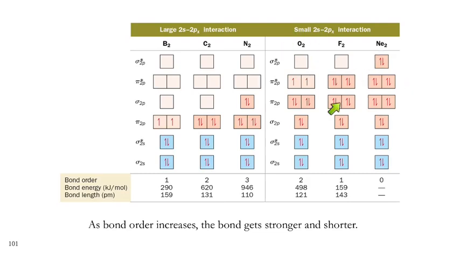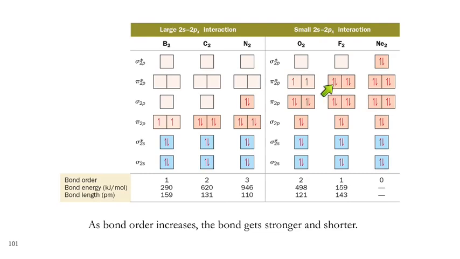Then when we get to these guys, this order reverses. Now oxygen, you're going to have a total of 12 valence electrons in the molecule. So we've got 1, 2, 3, 4, 5, 6, 7, 8, 9, 10, 11, 12. Compared to nitrogen, this has 2 more electrons in antibonding orbitals, and so its bond order is less than that for nitrogen. And we see a corresponding decrease in bond energy and an increase in bond length compared to nitrogen.